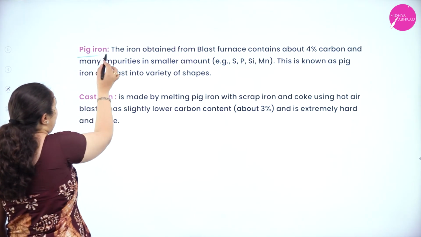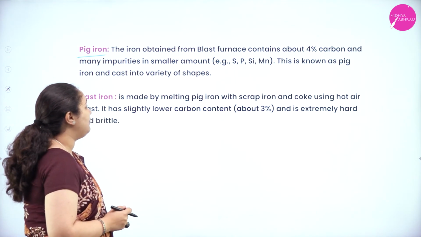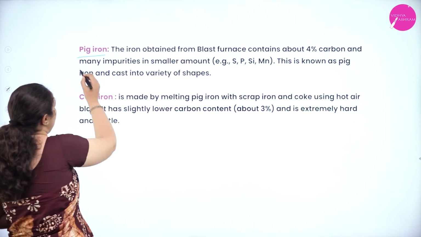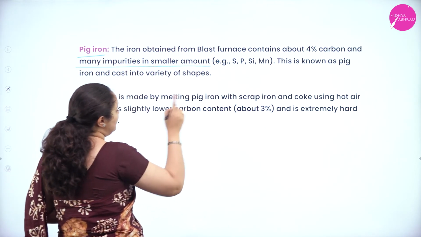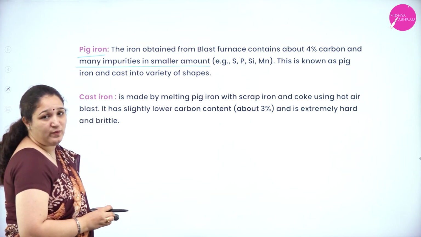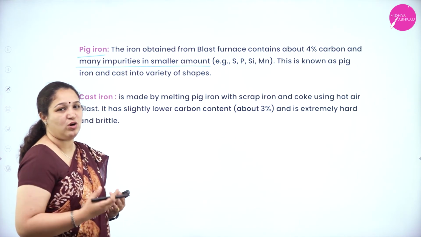Next is about pig iron. What is the meaning of pig iron? The iron obtained from the blast furnace contains 4% of carbon and many impurities in small amounts. This is known as pig iron, and it can be cast into various shapes. Because it has 4% carbon, we call it pig iron. It has a lot of impurities.